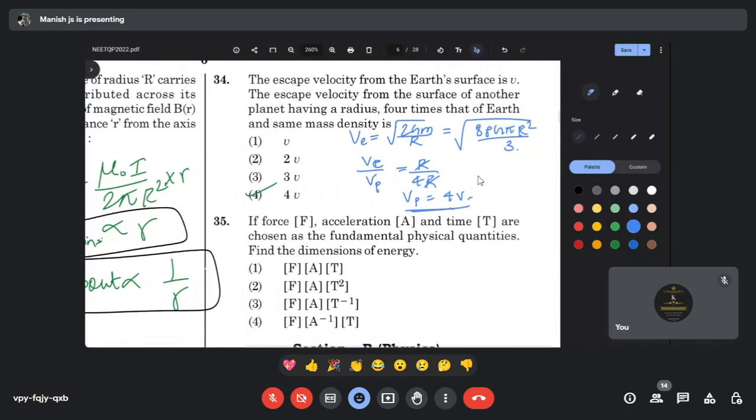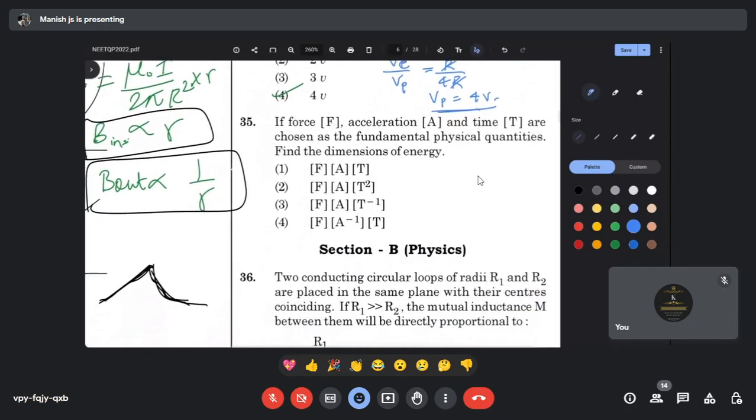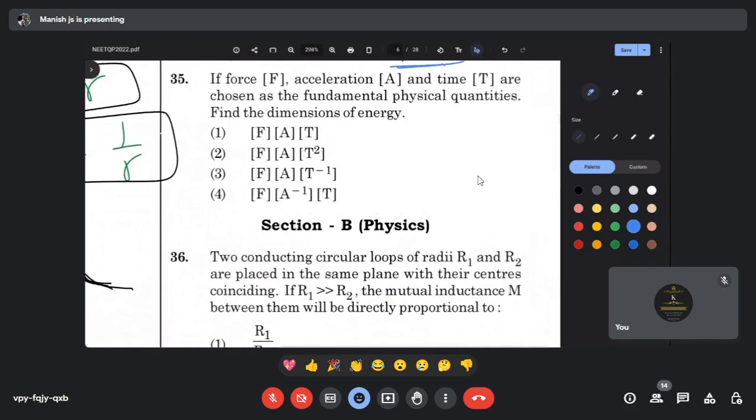Directly also you can do it like this. If you put the radius relationship directly, you will get this answer directly, because those terms would get cancelled off appropriately. Fine. So next, question number 35.